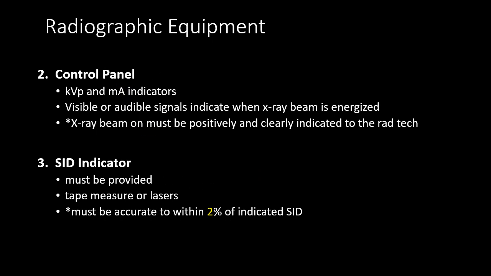Secondly, we have the control panel. There must be kVp and mA indicators. There are visible or audible signals that indicate when the X-ray beam is energized. And very important, the X-ray beam must be positively and clearly indicated to the rad tech. Number three is the SID indicator must be provided. It can be tape measure or lasers, but it must be accurate to within 2% of the indicated SID.